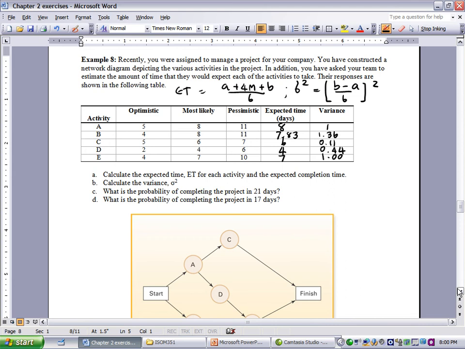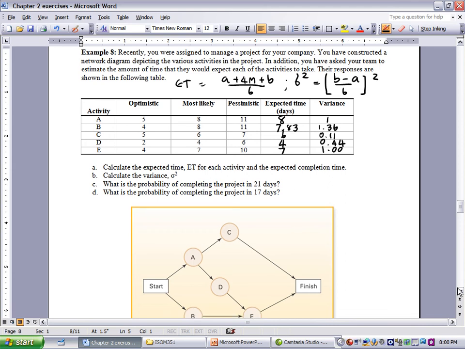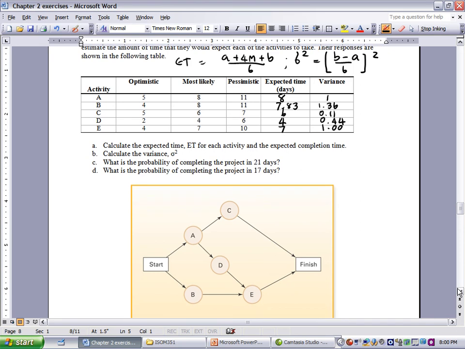Now the next task is to find out the probability. As you might see, the result of expected time will be included on the network diagram. So activity A will have 8, B 7.83, C is going to be 6, D will be 4, and E will be 7, like that. Now the next step is to find out the completion time.